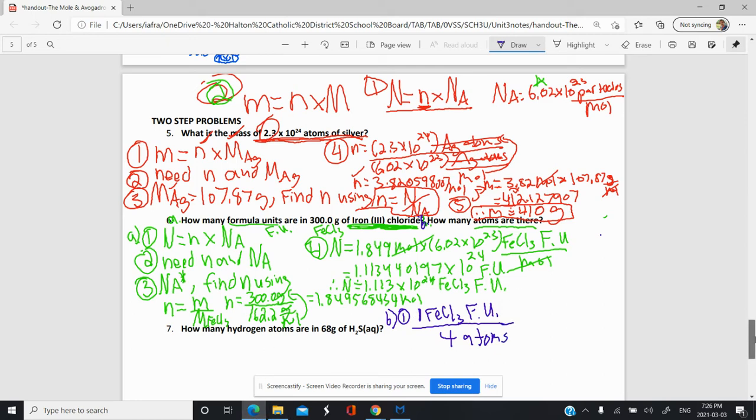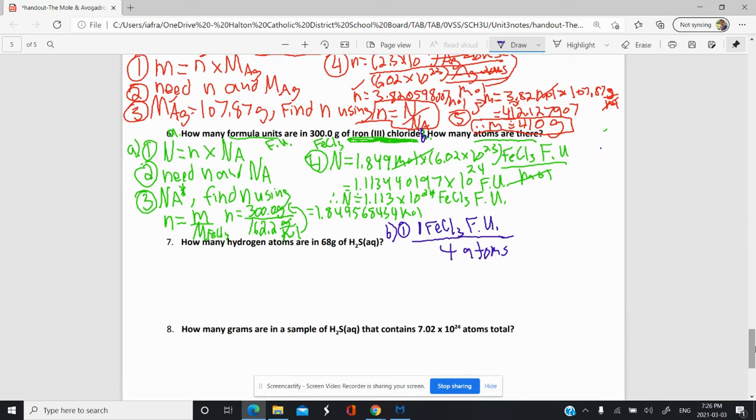So really, I just need the number of formula units that I already have, and I can multiply this by the conversion factor. So I'm taking my number of formula units that I have here, and then I'm multiplying it by the conversion factor. It's kind of like saying, if you had 1 FeCl3, how many atoms are there? Well, there's 4. If you had 2, well, you do 2 times 4, that's 8. Here we have 1.113 times 10 to the power of 24. So I'm doing that times 4, and that'll give me my answer.